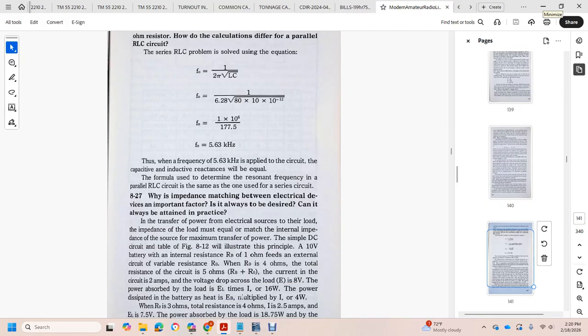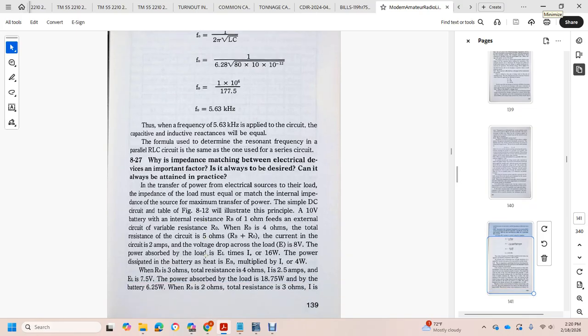At a frequency of 5.63 kilohertz applied to the circuit, the inductive reactance will be equal to the capacitive reactance, the form used to determine the resonant frequency of the inductive capacitive circuit in a series circuit. What is impedance matching between electrical devices?